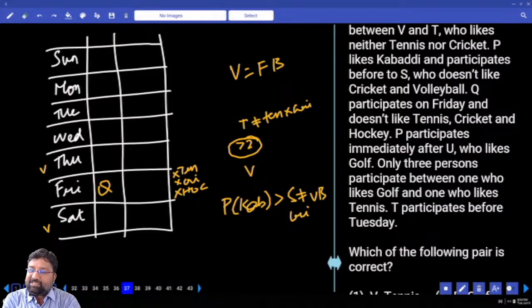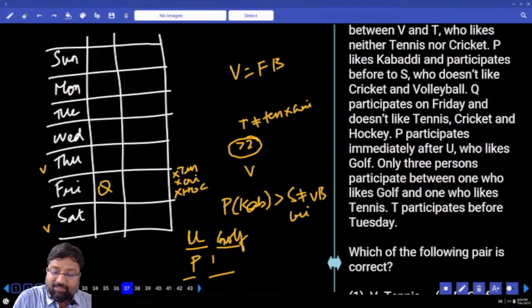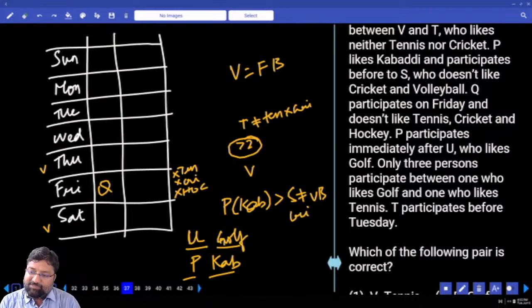P participates immediately after U. U likes golf. Already P likes kabaddi. Right? Tell me. Only three persons participate between the one who likes golf and the one who likes tennis. T participates before Tuesday. And there is a gap of more than two people between V and T.